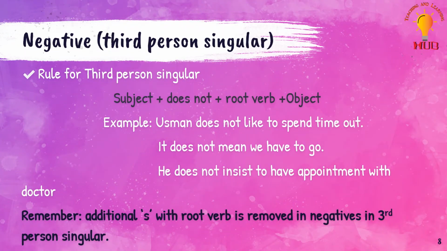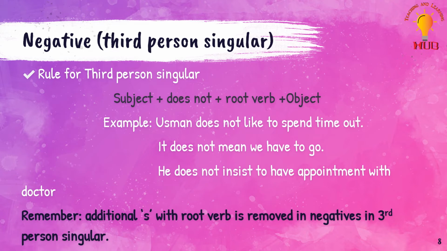Negatives. There are rules for that. We use subject plus does not plus root verb plus object. The statement for affirmative was Usman likes to spend time out. But when we are changing it into negative, we will use Usman does not like to spend time out. It does not mean we have to go. He does not insist to have appointment with doctor.